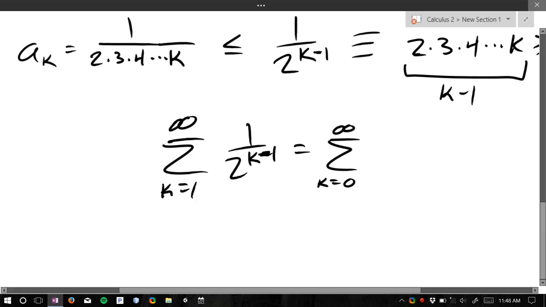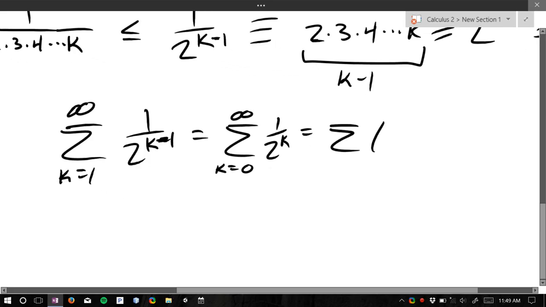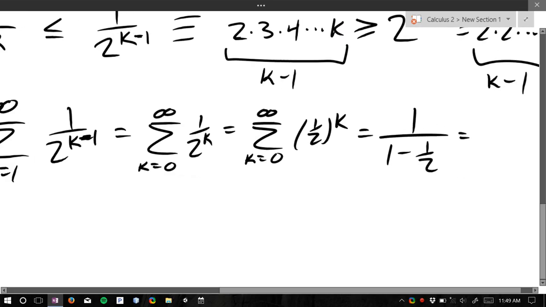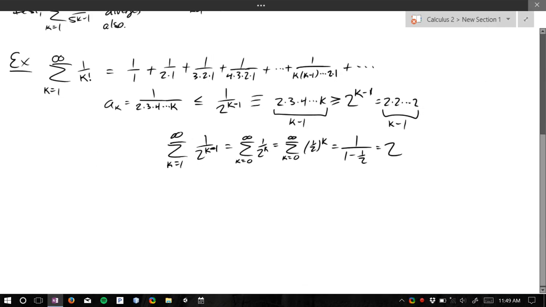So good news is, that looks like just 1 over 2 to the k. So it makes it look really geometric. And you could write it now 1 half to the k power. And you finished your quiz, so you know this is 1 over 1 minus 1 half, which is 2. So converges to 2. So this is a convergent geometric series.